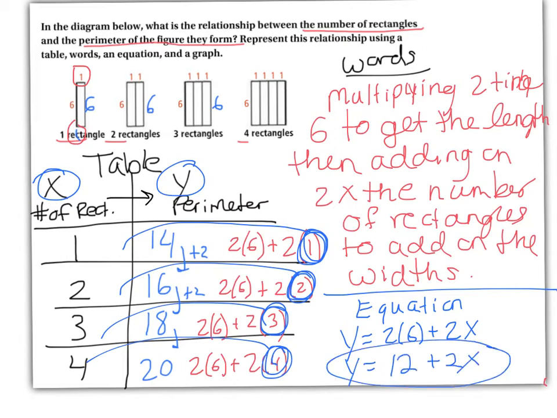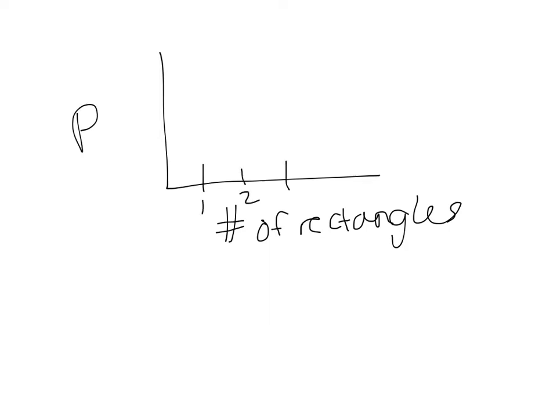So that's your equation. Then a graph, if we were going to make a graph, we don't have to graph this one. You'd have the number of rectangles down here and the perimeter up here, and you would have 1, 2, 3, 4. I can't remember the numbers, but you would put the numbers up the side here and then graph them. This is probably the least important part, because I know you guys know how to make the graph. So making the table and then making the equation really are the most important.